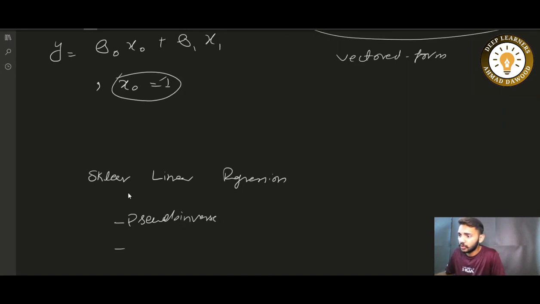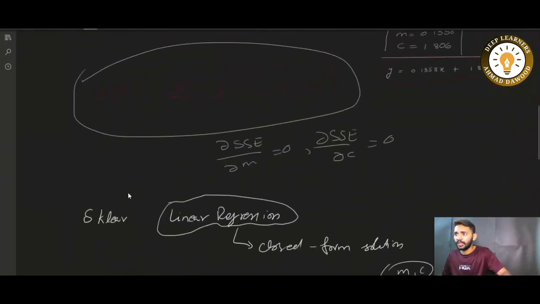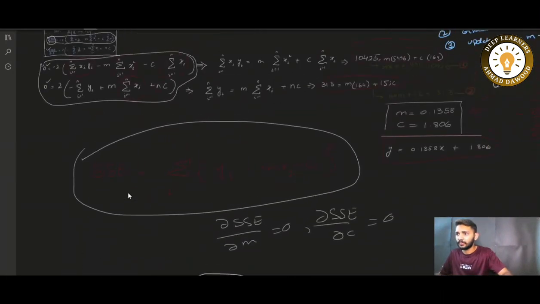So sklearn linear regression uses the pseudo inverse technique, in which they have an equation like X plus y. This is the pseudo inverse of X, and they use it in this way. So don't get confused with that. We are good with this till now.